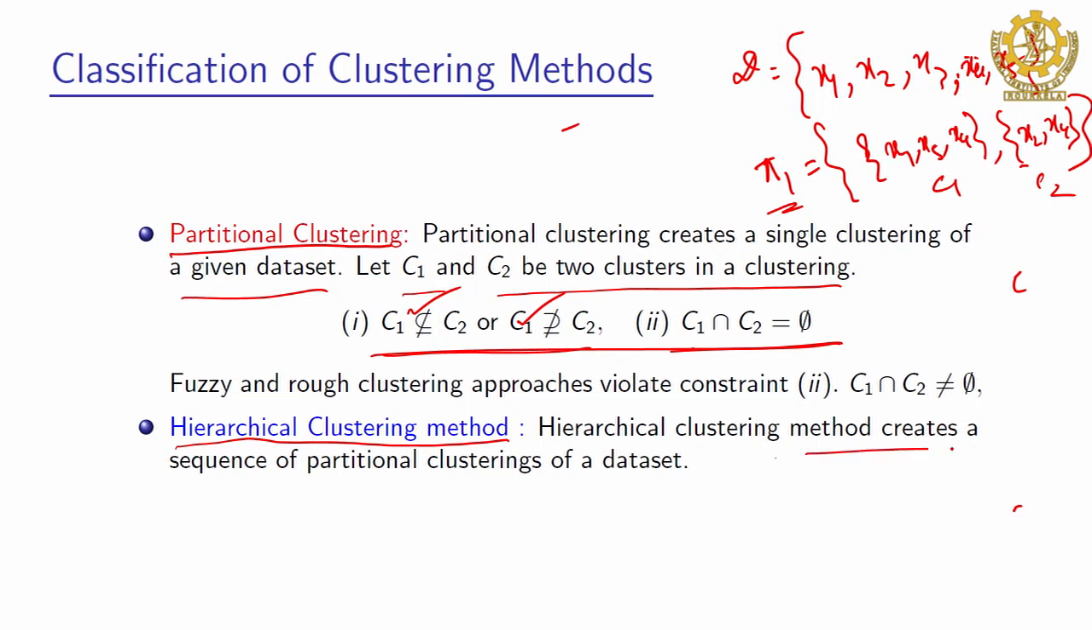Hierarchical clustering method creates a sequence of partitional clusterings of the data. That means each pi i will be a partitional clustering, but it will produce multiple clusterings. Let us say this is pi 1. So it produces pi 1, then pi 2, then pi 3, but each pi i is a partitional clustering.